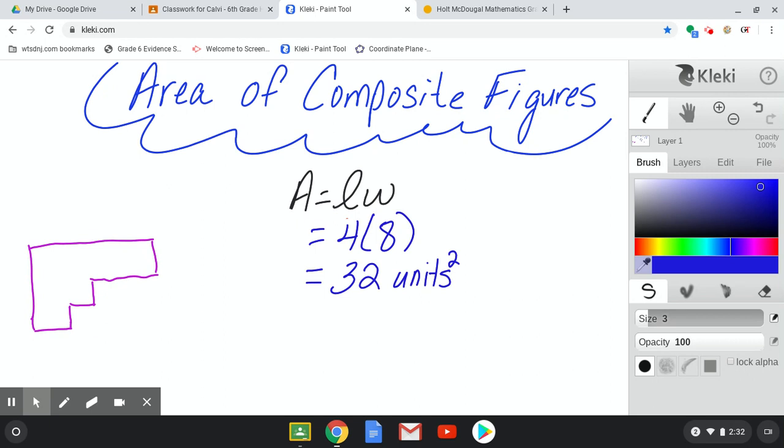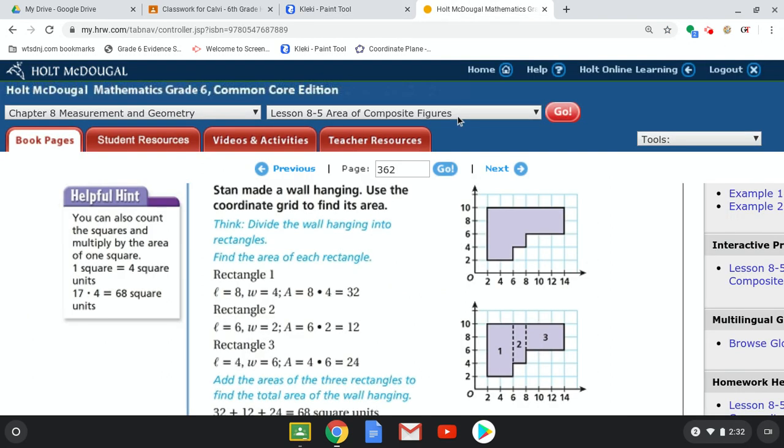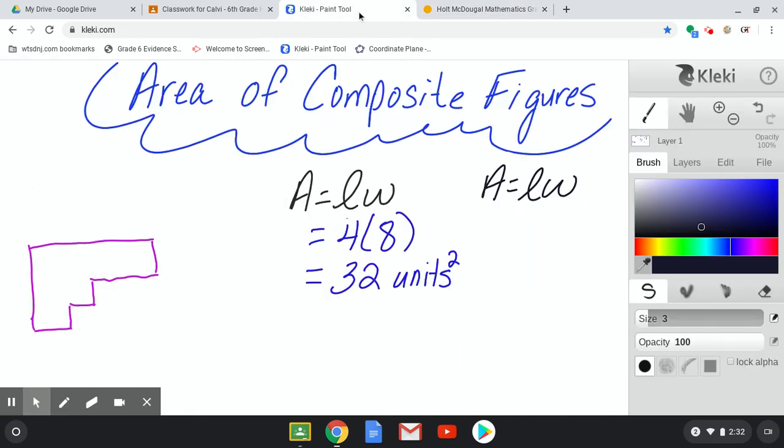All right. So now for our second rectangle, let's go back to what they showed us. So counting by 2's. From 6 to 8, that's 2. So we have a length of 2. And now what's our width? 2, 4, 6. So this is a 2 by 6 rectangle. So 2 by 6, that's going to give us 12 square units.